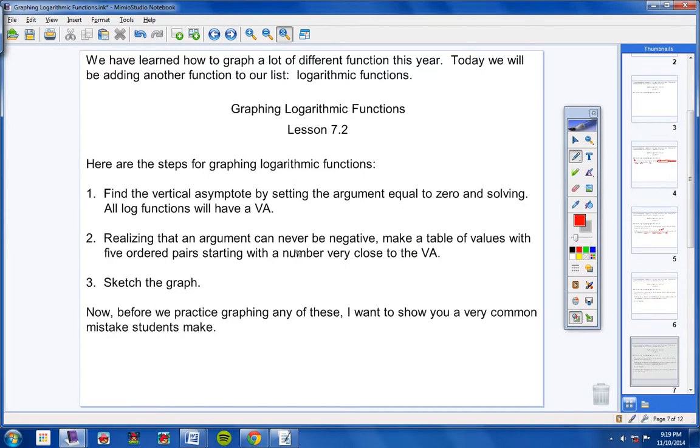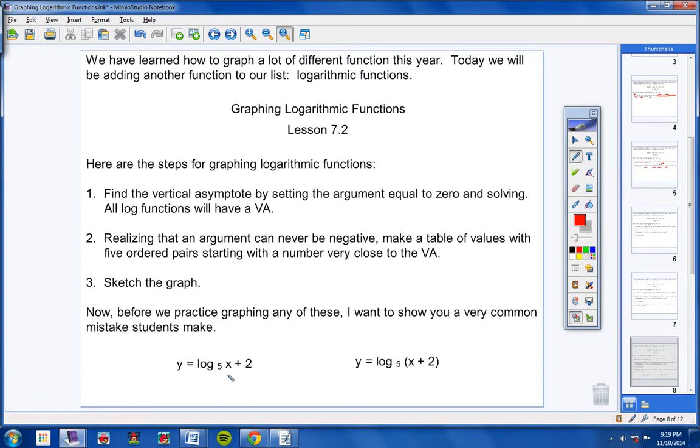Ready? Before we practice graphing any of these logarithmic functions, I want to show you a very common mistake that students make. Here it is. Now, you can copy this down, or you can just listen to me, whatever you choose to do, okay? But look at these two logarithmic functions, and notice the difference. One of them has parentheses like this one does, and one of them does not.